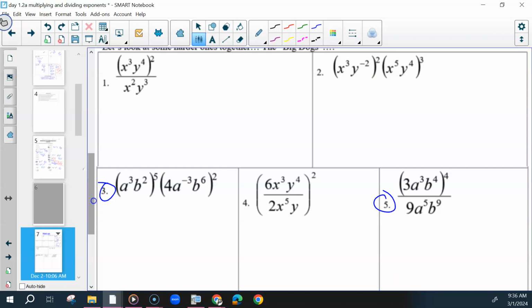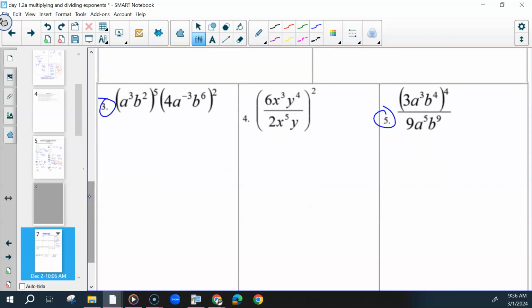We'll start with those. So number 3, what operations do we see there? Multiplication. And there's something else happening. If we had like bases afterwards, we will be adding the exponent. But because we're raising exponents to another power, that's the other thing that's happening. We're going to be multiplying. So multiply your outside exponents to all of the inside exponents.